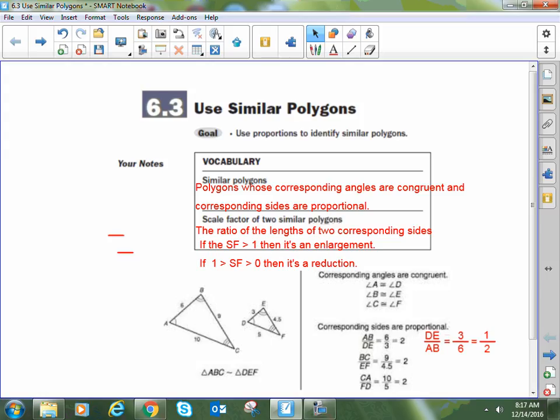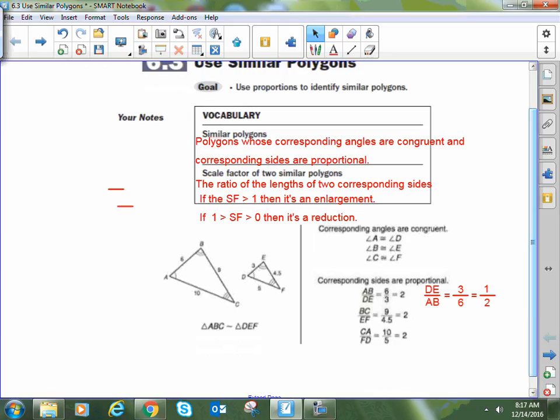In the example that we have here, the extra example that I'm providing you here, we have triangle ABC is similar to triangle DEF. So if I wanted to know the scale factor of triangle ABC to triangle DEF, we're going to look at the sides of triangle ABC over the sides of triangle DEF. And that's what we're seeing on the right side here, where I'm showing you the corresponding sides are proportional to each other. So what that's telling us is that triangle ABC is twice as large as triangle DEF.